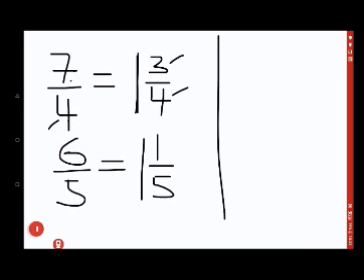Let's take a last one. 17/6. Now how many times can 6 go into 17? 6 times 1 is 6. 6 times 2 is 12. 6 times 3 is 18. It means that 6 can go into 17 only 2 times. If you make it 3 times, it is past the 17. So 6 goes into 17 two times.